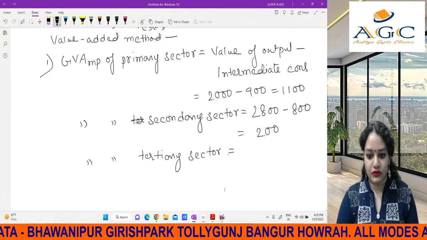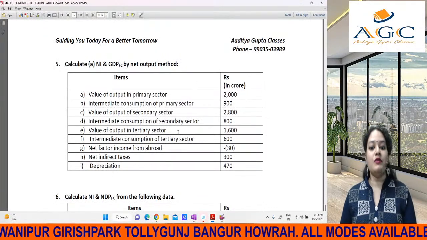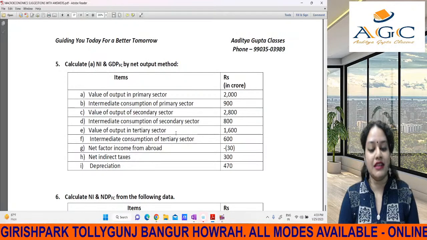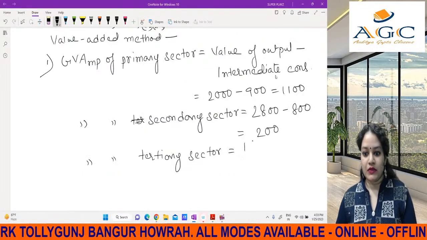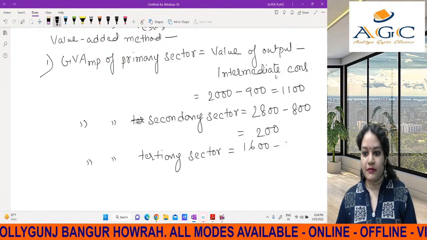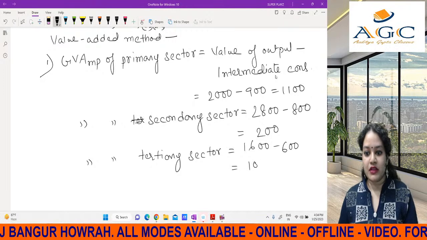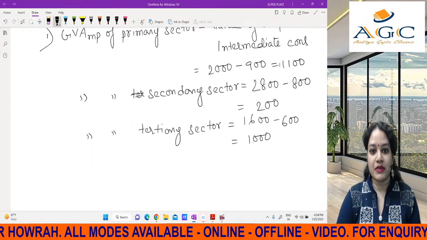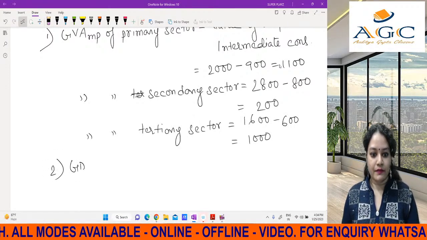Then GVAMP of tertiary sector. Let's have a look at the values for those. Value of output in tertiary sector is 1600 and intermediate consumption of tertiary sector is 600. So 1600 minus 600 would give us 1000. And what do we know our next step is? That was GDPMP.